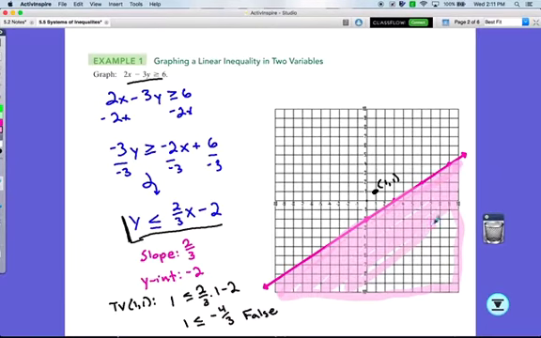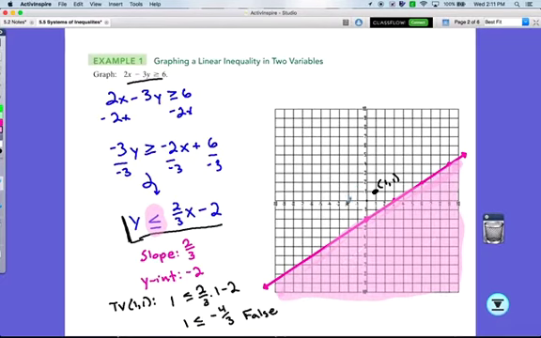Now, if we're talking about lines, we actually can do a little shortcut here. Once we have it all the way solved out, like we do over here, written in line form, if you look at the inequality symbol, if it's less than, you're going to shade below it, and if it's greater than, you're going to shade above it.